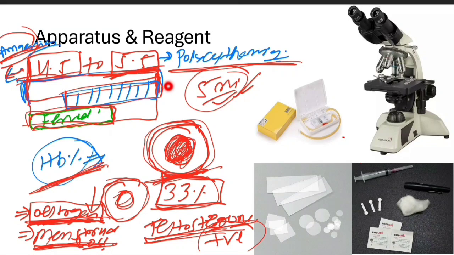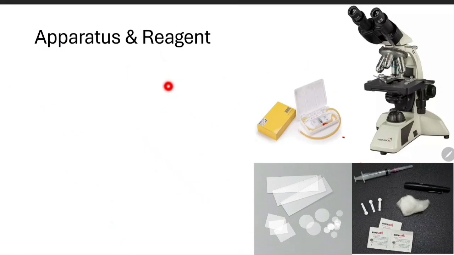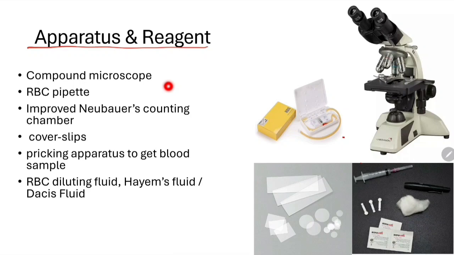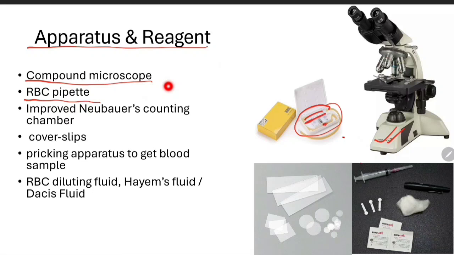Now we are going to discuss proper RBC count with the manual method, the hemocytometer box. So let's start and discuss in detail. We need a compound microscope. So this is a compound microscope. Then we need an RBC pipette. Where is the RBC pipette? We can see here we have this red color. So inside this we have the RBC pipette. Okay, we'll discuss in detail later.